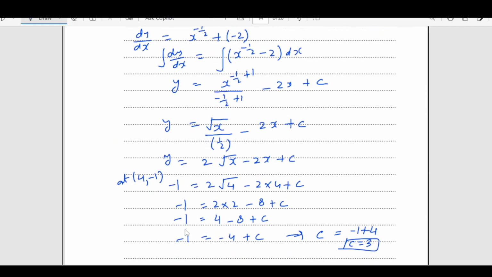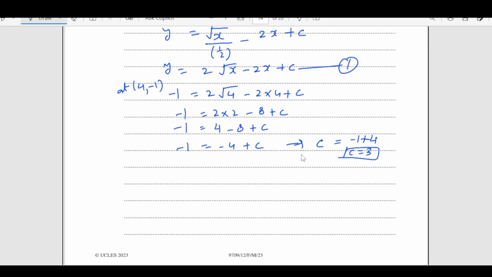Now, what will be the equation of the curve then? The equation of the curve we are going to take from this equation, from equation 1. The equation of the curve is y equal to 2 square root of x minus 2x plus 3. So, this is our final answer.